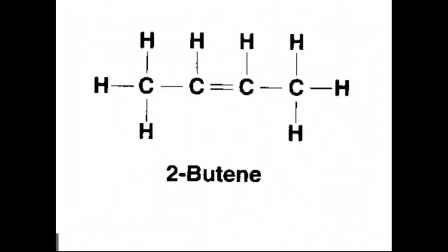If you drew the second compound, putting the double bond between the second and the third carbon, that is called 2-butene because the double bond starts at the second carbon and is in between the second and third carbon. So you have a C with 3 H's, a C with 1 H double bonded to a C with 1 H that's single bonded to a C with 3 H's. This is called 2-butene, different from 1-butene, as 1-butene had the double bond between the first and second carbon, and 2-butene has the bond between the second and third carbon.